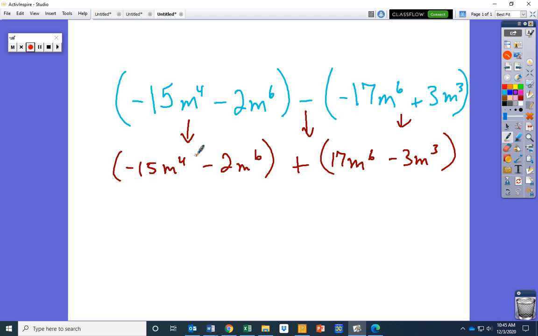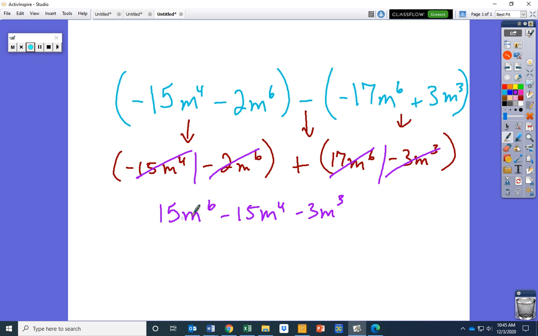So I'm going to separate my terms. What's the highest variable I see here? So I have a negative 2m to the 6th, and I have a positive 17m to the 6th. What does that leave me with? 15m to the 6th. I dealt with this. I dealt with that. Okay? So negative 15m to the 4th and negative 3m to the 3rd. Which one should I do first? Can I combine that with anything? So what do? Bring it down. And then can I combine this with anything? So bring it down.